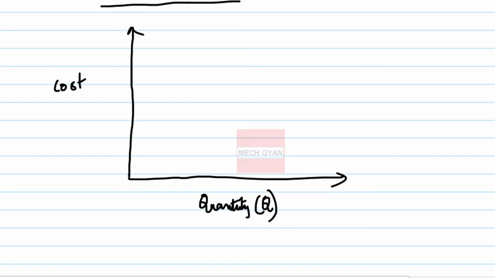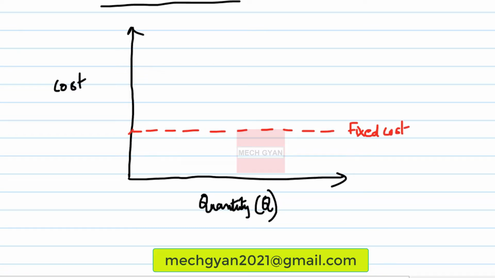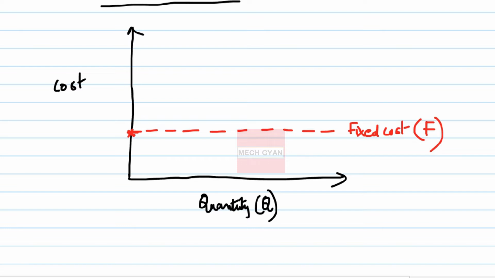Now there are different kinds of cost. First one is the fixed cost. Let us draw it with a dotted line. This is basically fixed cost. So fixed cost does not change with the quantity. So the value is fixed. Let us denote it by F.